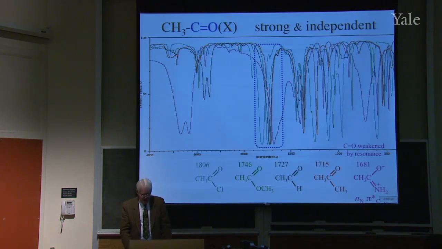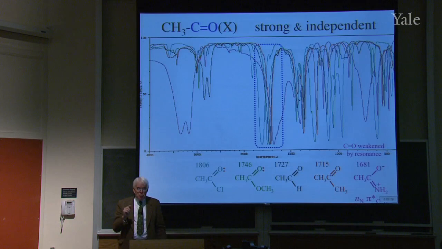Okay? So here's a different kind of resonance. You have an unshared pair. On the right, we used an unshared pair of the adjacent atom to interact with the carbonyl. Now we're going to use an unshared pair on the oxygen of the carbonyl to mix with an orbital of the CX bond. What orbital could that mix with? It could mix with sigma star.